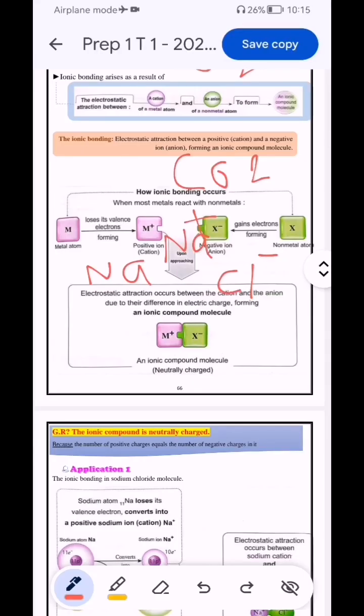The electron lost from Na is gained by Cl. So we have different charges, so electrostatic attraction occurs between them, and forms what? Forms NaCl. It's an ionic compound, because it formed due to the ionic bond between them. So what's the meaning of ionic compound? It contains a positive ion and a negative ion, like NaCl.